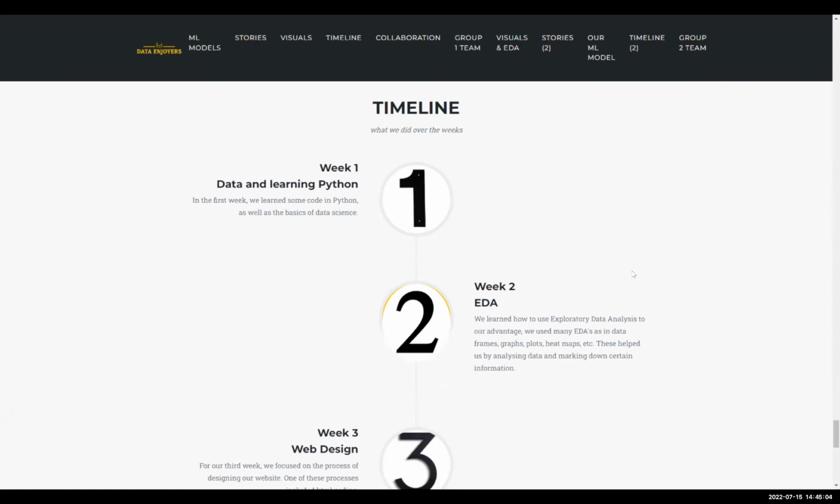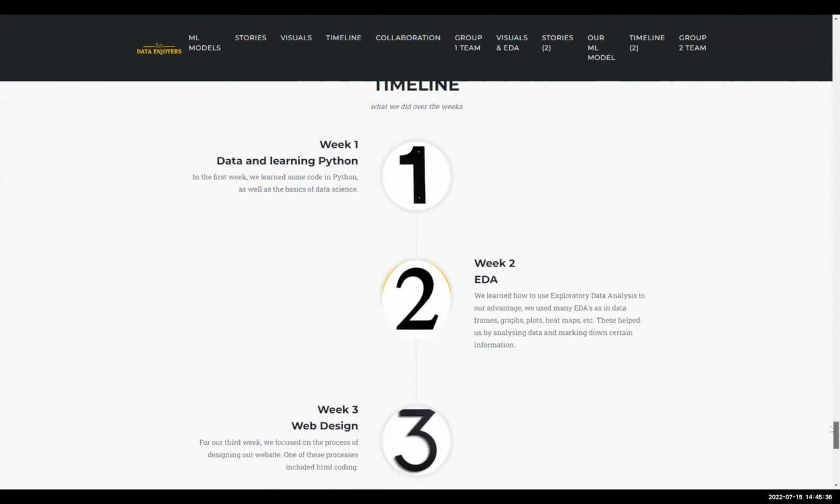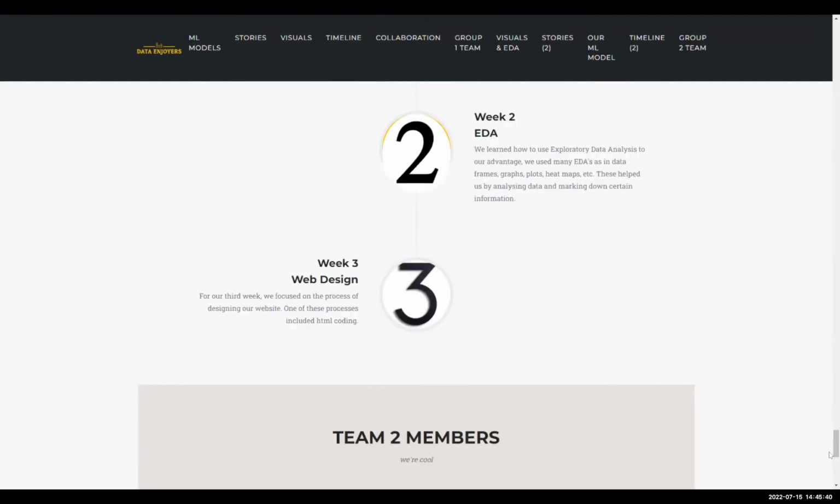So we made a timeline of all the different steps in our process. In the first week, we learned a bit of code and the basics of data science to help us start progressing into week two, where we learned about exploratory data analysis. We used many EDAs, such as data frames, graphs, plots, heat maps, etc. These helped us by analyzing the data and marking down certain information. And in week three, we started working on our website, web design. For the third week, we focused on the process of designing a website. One of these processes included learning and coding in HTML.